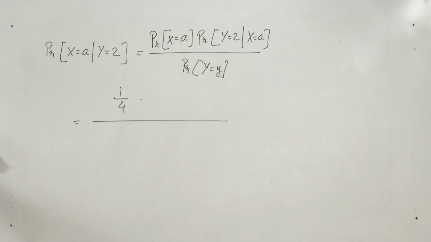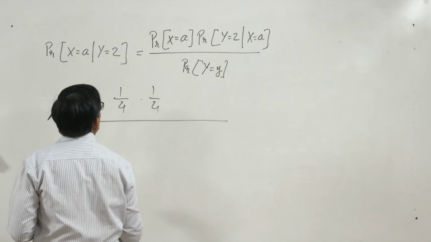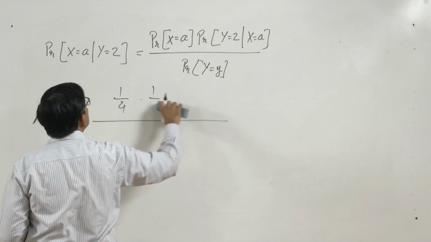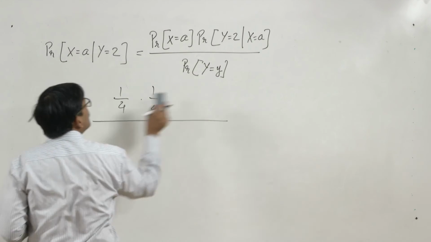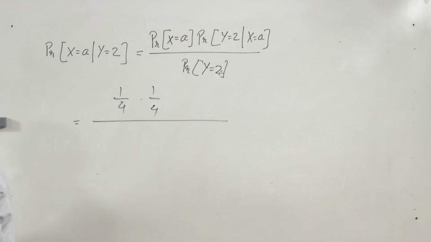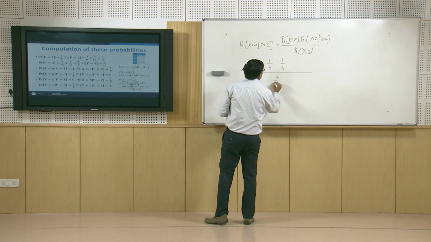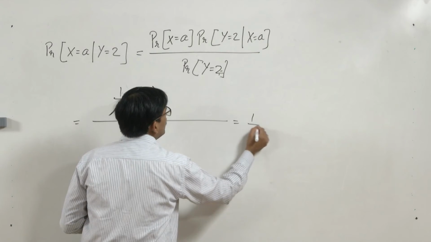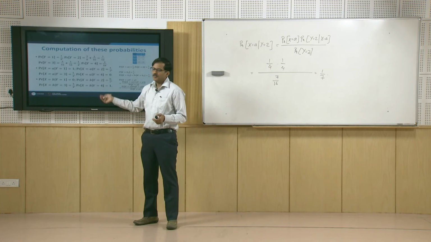What is that? Given x equal to a, y equal to 2 if k2 occurs. So, this is the probability of getting k2, which is 1/4. And probability of y equal to 2, we have computed, is 7 by 16. So, this gives us 1 by 7. So, these conditional probabilities can be computed in this way.